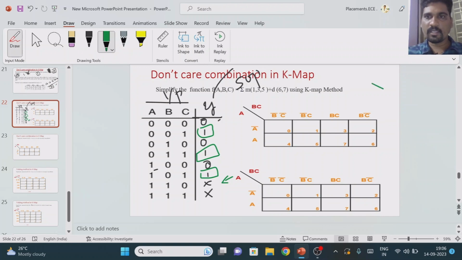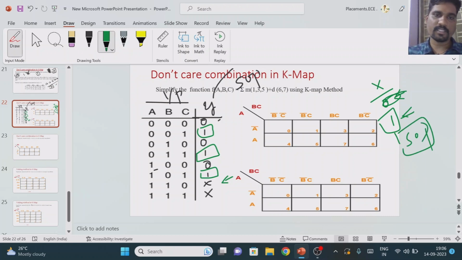See, what is the meaning of this don't care combination? Either it may be 0 or 1. If it is 0, it is okay. Then what is the one more possibility? It may be 1 also, right? So there are two possibilities: it may be 0 or it may be 1. Suppose it is 1, then what? It is SOP, right? We need to consider it. So at this point of time, if you are solving for the SOP, we need to consider this also, because it may be 0 or 1, we don't know. For that reason, if it is don't care, we need to consider that also, right?